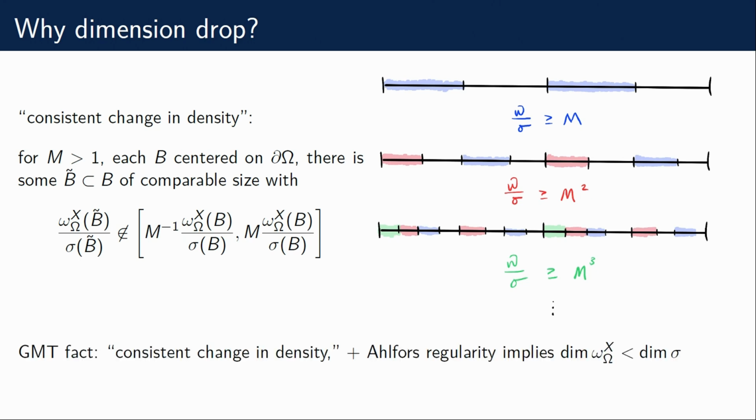So it's really just a geometric measure theory fact that if you have this property and you know that the boundary is Ahlfors regular, then you have to have dimension drop. This is just about measures. You could replace harmonic measure with a different measure and it still holds true. So this is one mechanism which implies dimension drop.